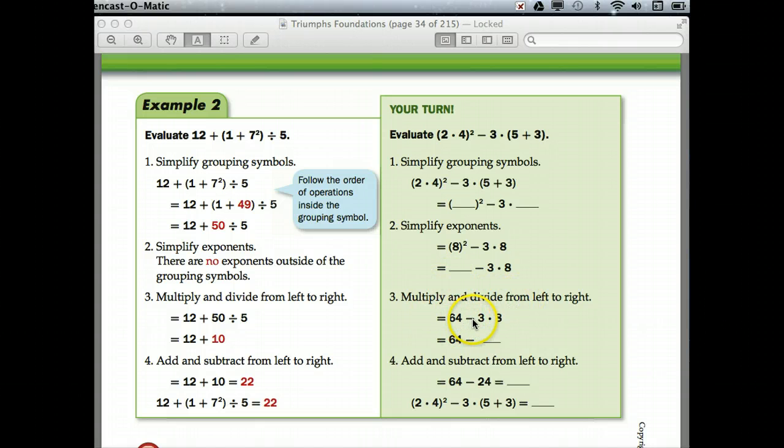So we have 64 minus 3 times 8. Well, 3 times 8 is 24. Very good. And 64 minus 24 gives us 40. So when we evaluate this, we get 40.